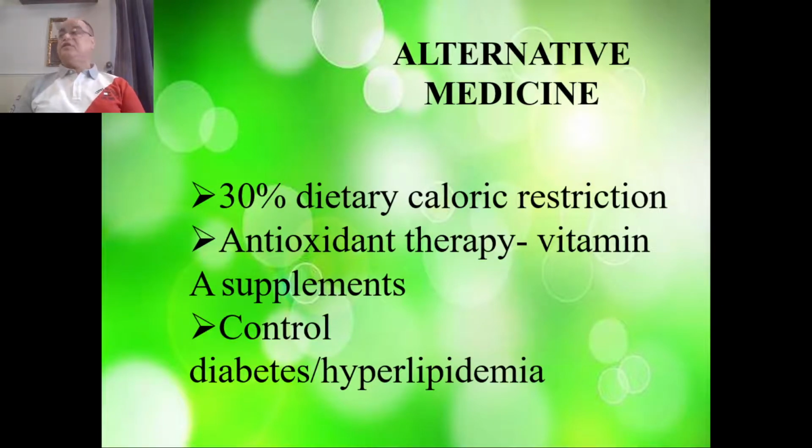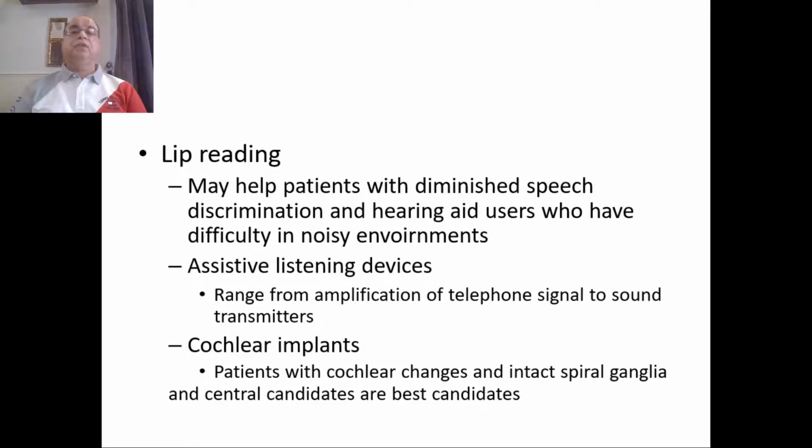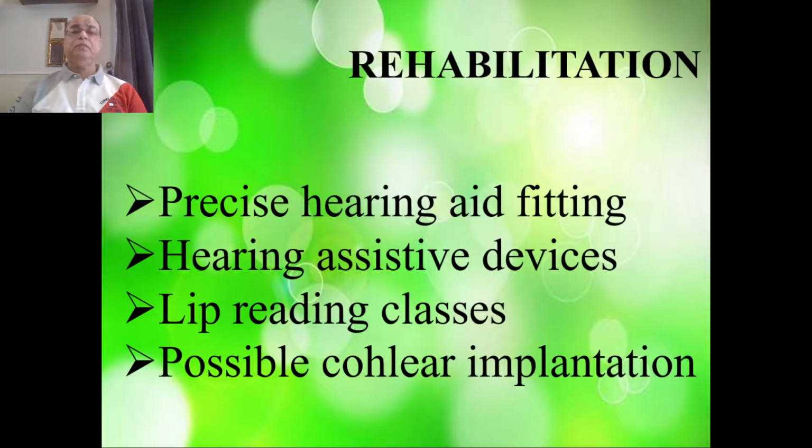Then 30% dietary caloric restriction can be helpful. Antioxidant therapy like vitamin A supplements, they say, delays aging as a whole. Then if diabetes or hyperlipidemia is there, that should be kept under control. The patient must be trained for lip reading. Then assisted listening devices like amplification of telephone signals. And if a hearing aid is not helpful, even a cochlear implant can be considered for such patients. So, precise hearing aid fitting. This is just a sum up of the options available: hearing assisted devices, lip reading classes, and then a possible cochlear implant if the hearing aid is not of much help.